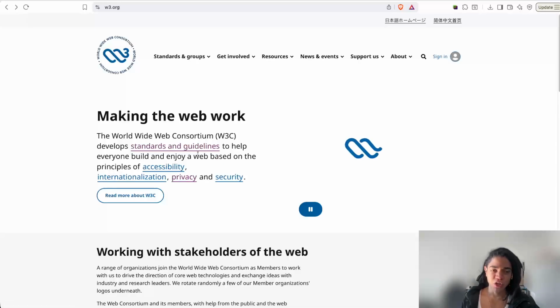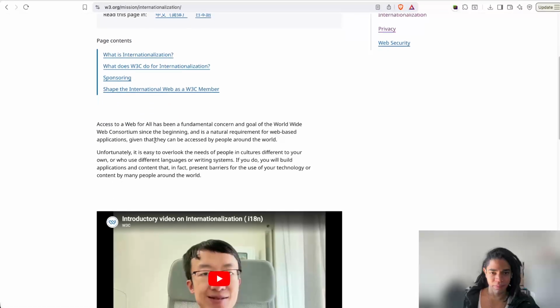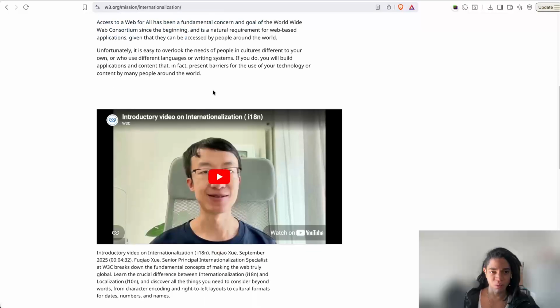Got it. So allegedly, what are the principles they stand upon? Accessibility, internationalization, right? It is easier to overlook the needs of people in cultures different from your own, who use the language as it is.